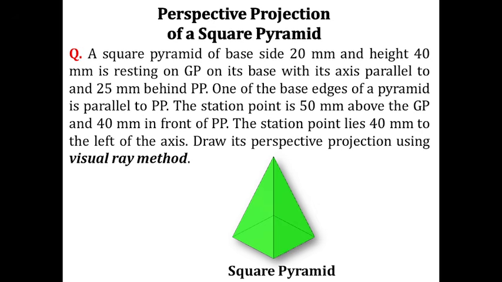From the station point, visual rays are drawn to all the corners of the pyramid in the top view. The points where these rays intersect the picture plane are identified. These intersection points are then projected upward to the elevation, where they meet the corresponding visual rays from the front view. The resulting points are joined carefully to obtain the final perspective projection of the square pyramid.